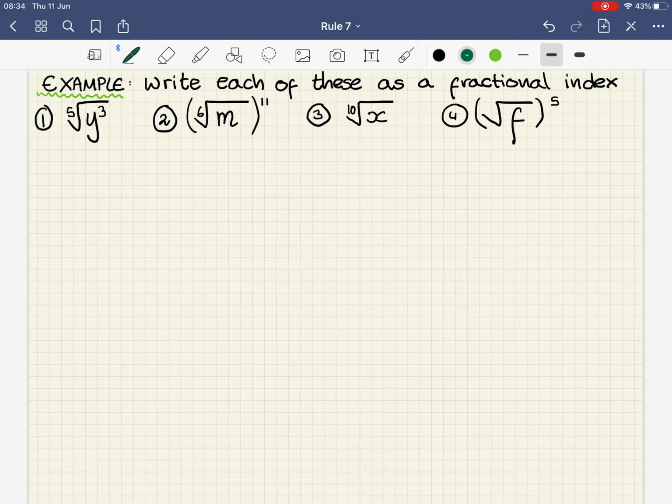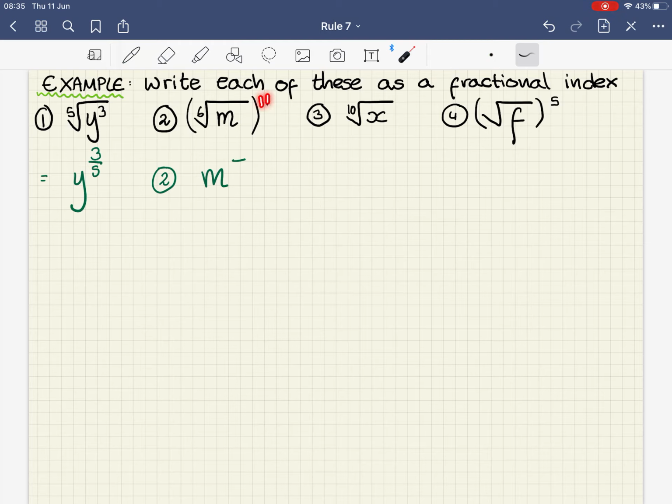So example, write each of these as a fractional index. So what this is saying, that's saying write it with a power that is a fraction. So we're basically doing the reverse this time. So I've got my y here. So I've got y, and then I'm going to have a fraction. 3 is my power. The flower is the power, so that means 3 is on the top. And the bottom is the root, so that means my 5 is on the bottom. And that's it.